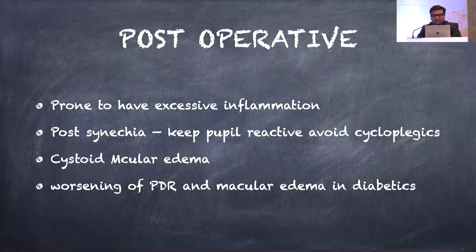Be aware of it. Posterior synechiae formation along most of these cases, the iris gets stuck to the IOL because of the excessive inflammation. So keep the pupil mobile after the surgery. Don't keep them on long-term cycloplegic. Keep the pupil reactive in most of the time. Cystoid macular edema is again a common problem if there is a lot of inflammation post-operatively. Worsening of PDR and macular edema in diabetic cases. So you be aware of this condition. Refer it to a retina surgeon if you see any early NVI or NVA which you can detect.